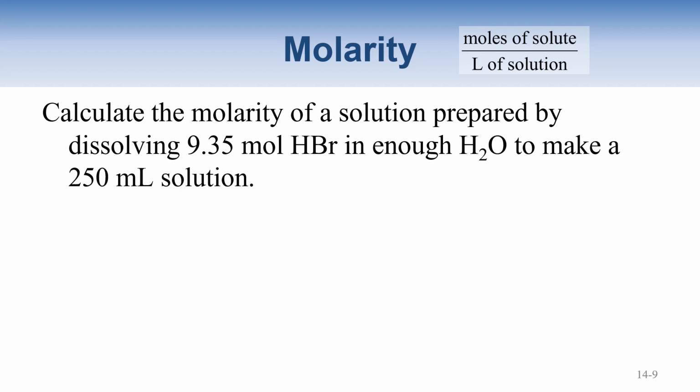Okay, so now we're going to go through this problem. Calculate the molarity of a solution prepared by dissolving 9.35 moles of HBr in enough water to make a 250 ml solution. So we're going to start with our equation again. M equals moles over liters. So they gave us moles, 9.35. But they did not give us liters, they gave us milliliters. So we actually have to do another step here. This first step would be to convert that to liters.